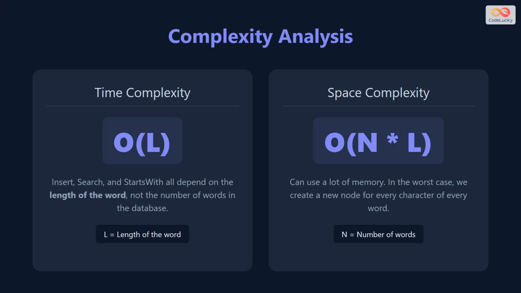Let's talk performance. The time complexity for inserting or searching is O(L), where L is the length of the word. It does not matter if you have 1 million words in your database. Looking up a 5-letter word only takes 5 steps. However, the space complexity can be high since we store many nodes.